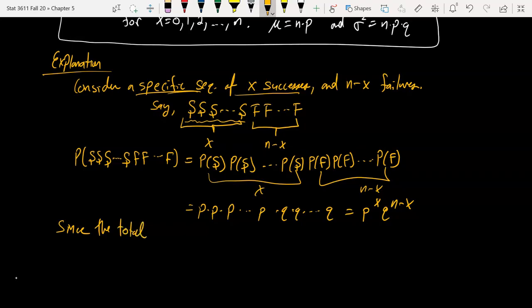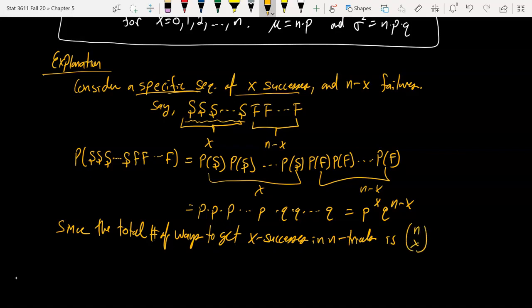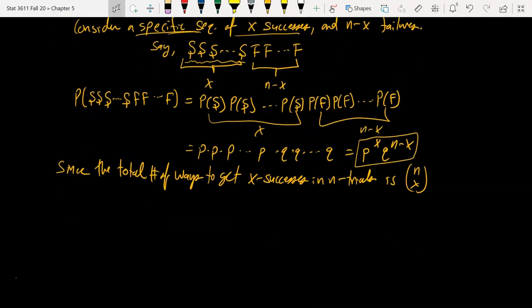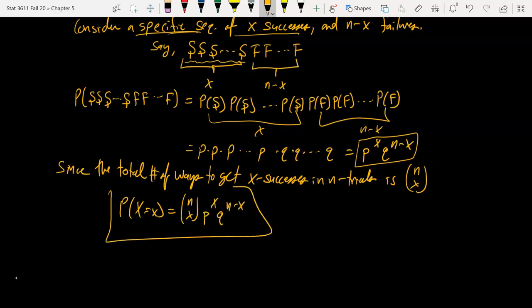Since the total number of ways to get x successes in n trials, just counting the number of ways, is n trials, choose x of them to be success. For each of those, the probability of getting that would be p to the x times q to the n minus x. The probability of there being x successes then is n choose x, choose your trials there, p to the x, q to the n minus x. And we get our binomial distribution.